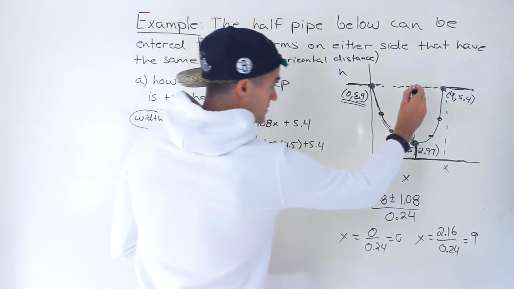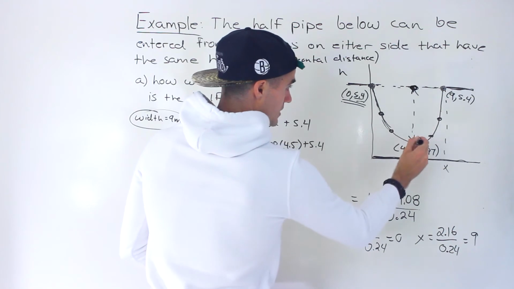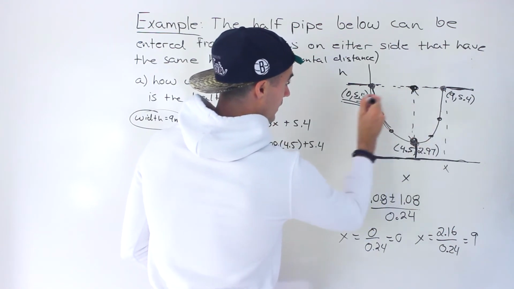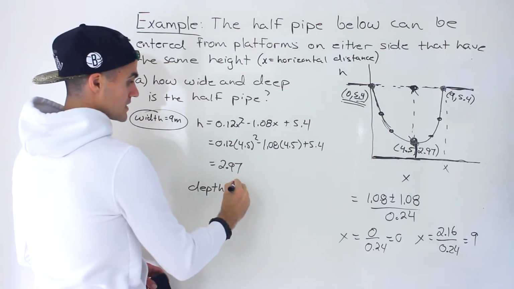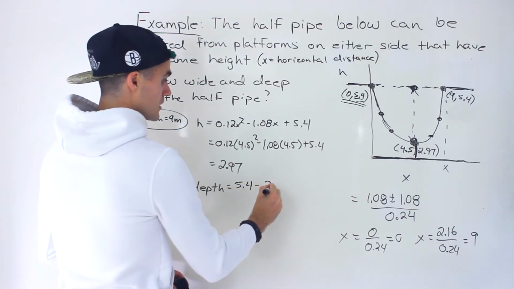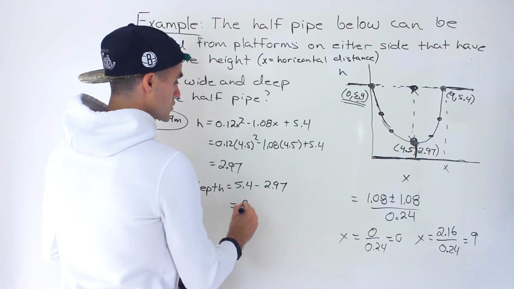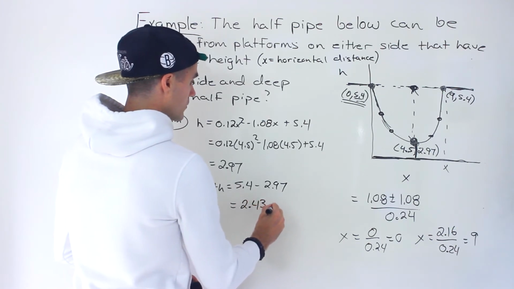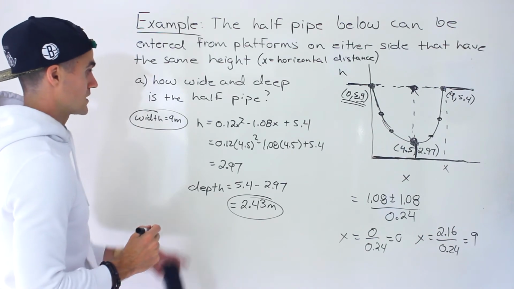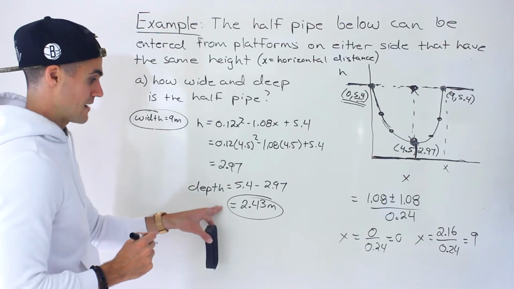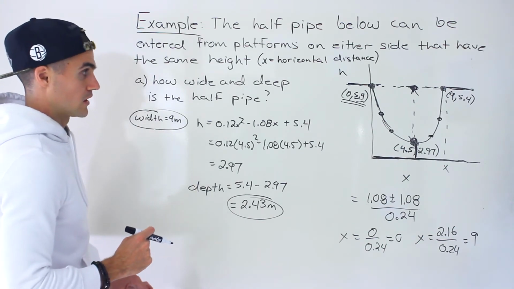But the depth here is basically the distance from here to here. And we know that this point has a height of 5.4. This point has a height of 2.97. So the depth of the half pipe is just going to be the difference between those, which is going to give us 2.43 meters, like that. And that's it for question A. So the width is 9 meters, the depth is 2.43 meters.